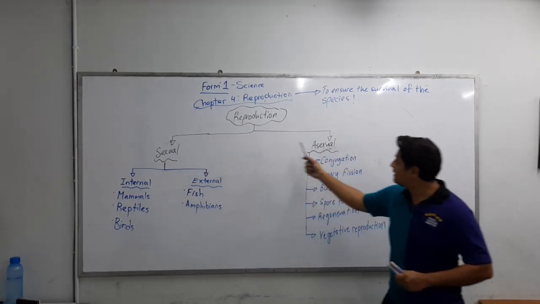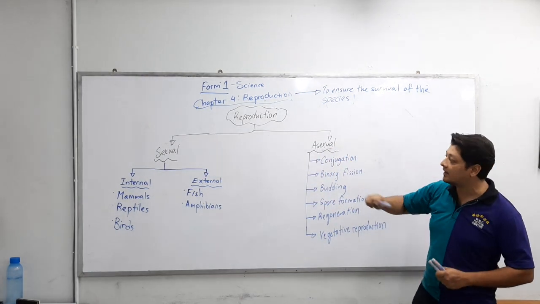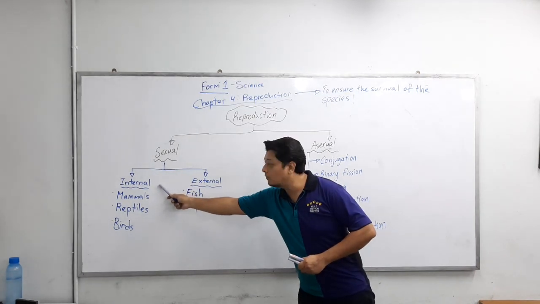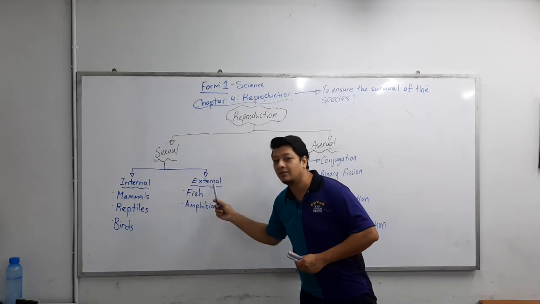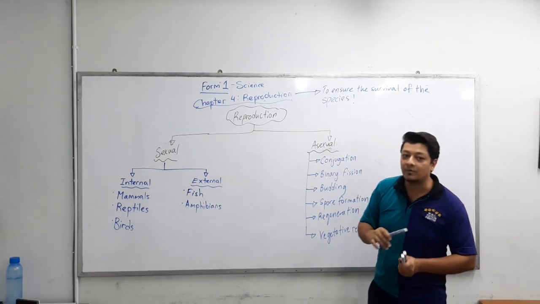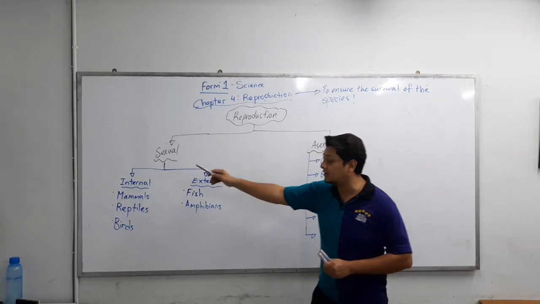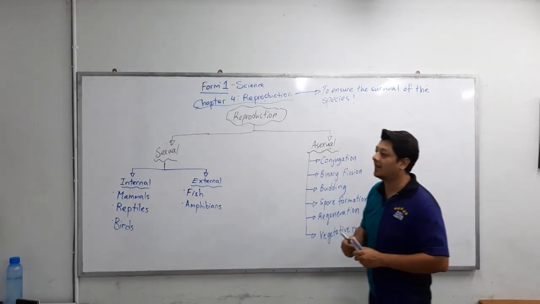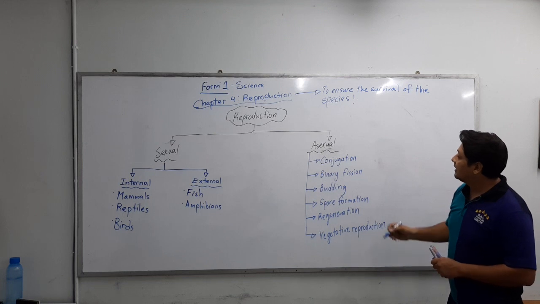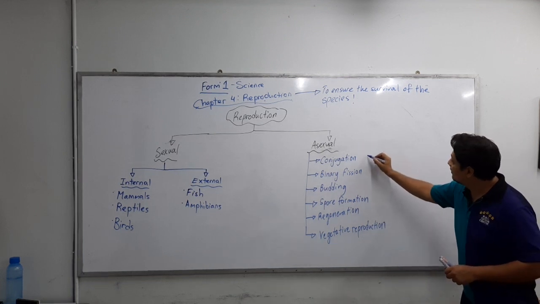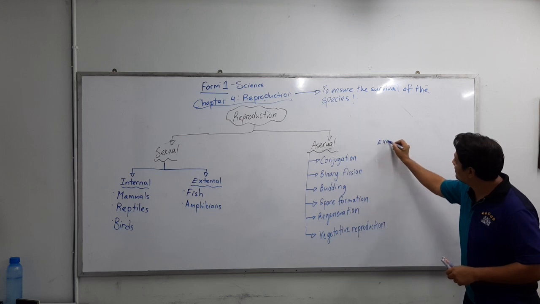In the exam, this is already something that they can test you: sexual and asexual reproduction. The types of sexual reproduction can be either internal, where the gametes will be inside the body, or external, where the gametes will be outside of the body. The fertilization process will happen outside the body for external, and inside the body for internal.